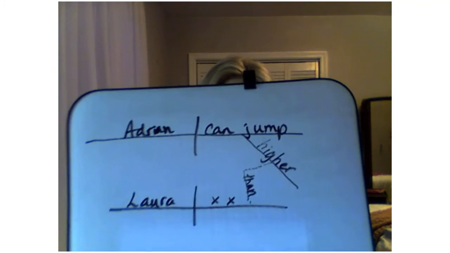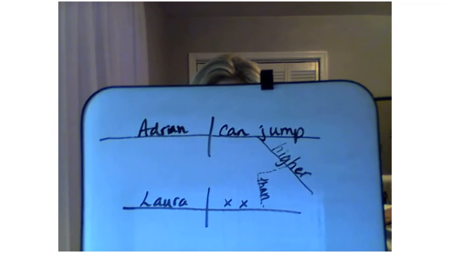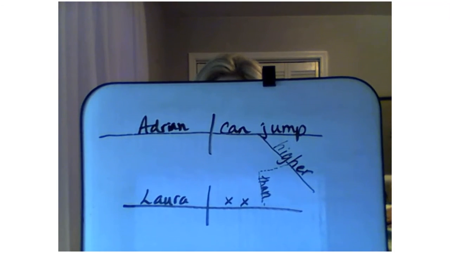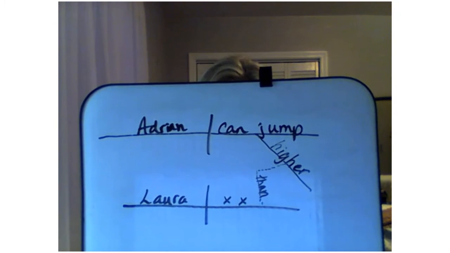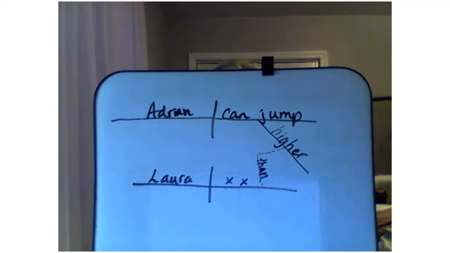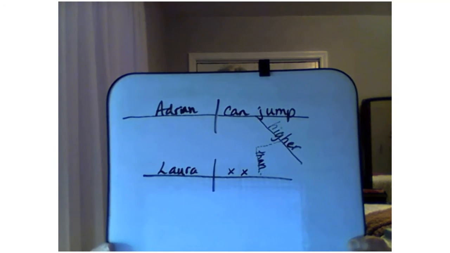Do you think you figured it out? How are we going to connect them? Let's see if you did. You're going to connect it to higher because than Laura can jump is describing that adverb higher. So I'm going to make kind of a stair step dotted line, and write than on the dotted line. Okay, did you get it? I hope you got that one correct. All right, let's look at number three.